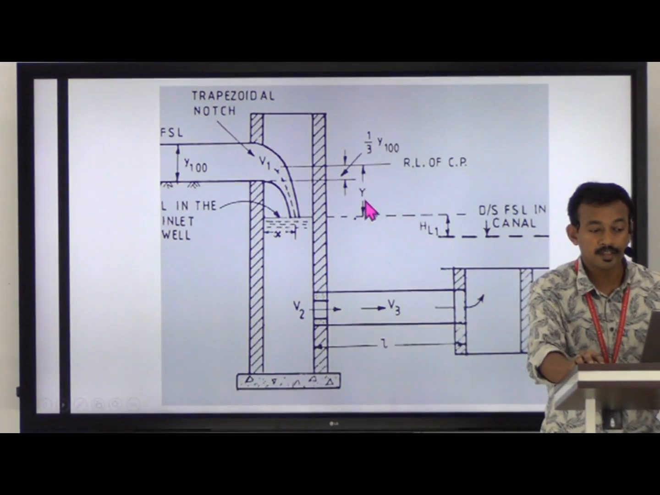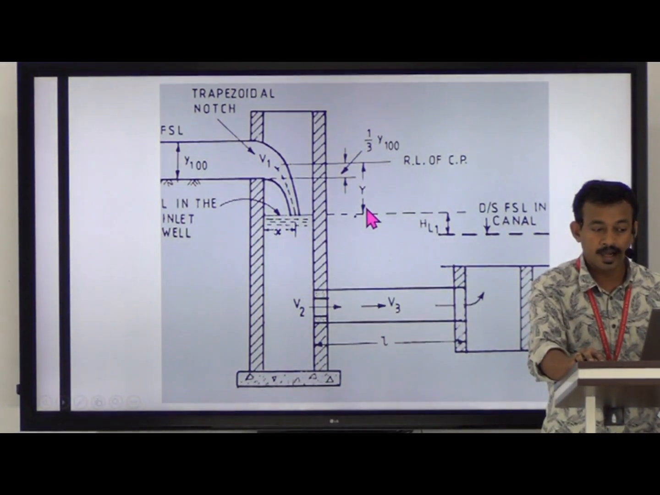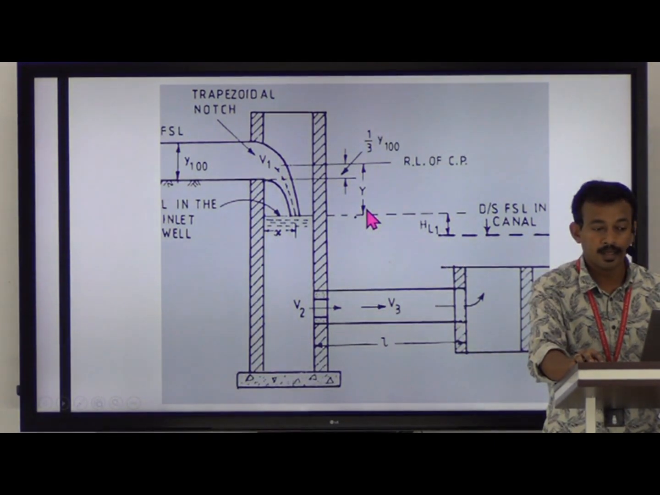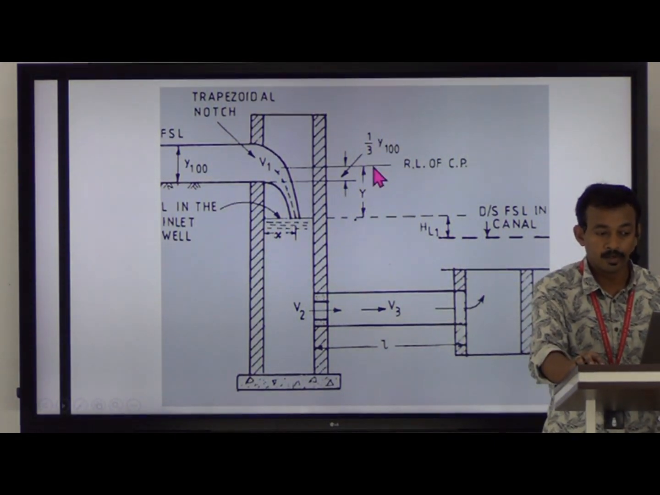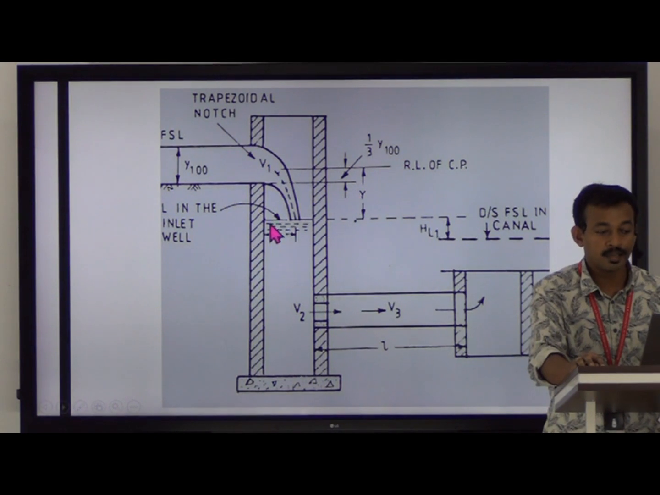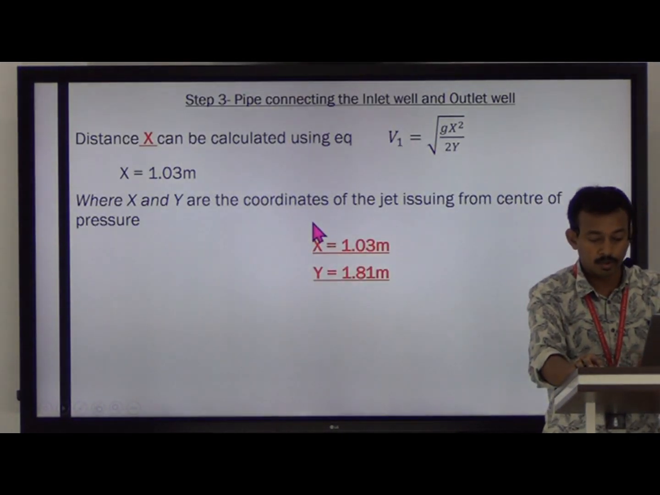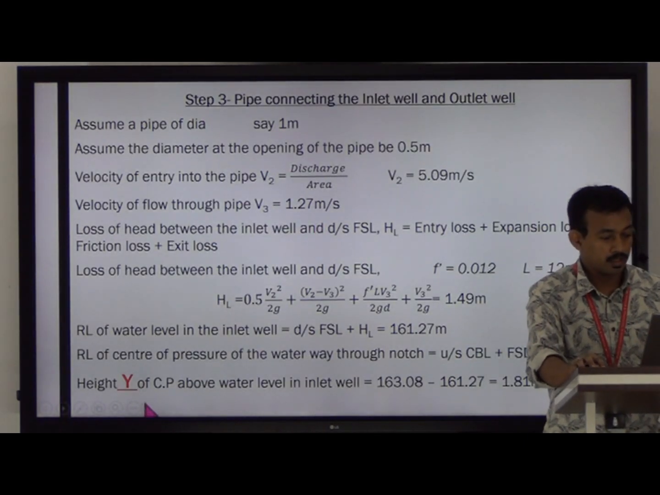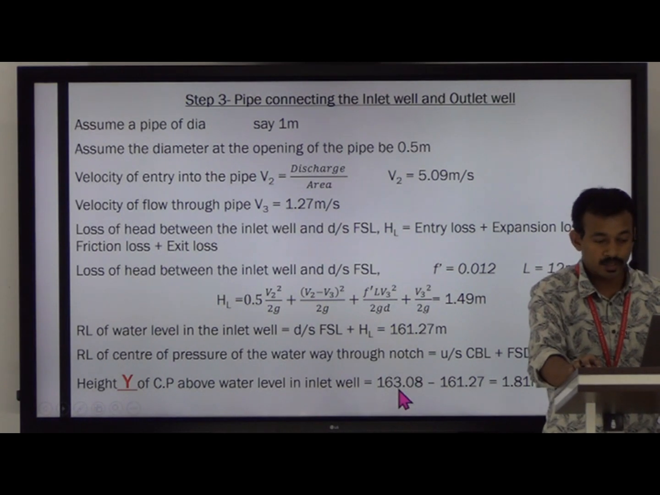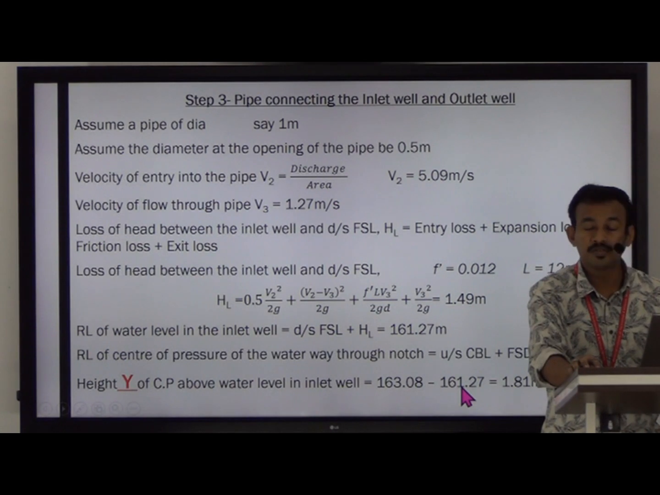This is height y. So this height y can be calculated by deducting the reduced level of water level in the inlet well from the reduced level of center of pressure. Both values are known to us. Height y equals, see, this is the reduced level of center of pressure and this is the reduced level of water level in the inlet well. So height capital Y will be 1.81 meter.